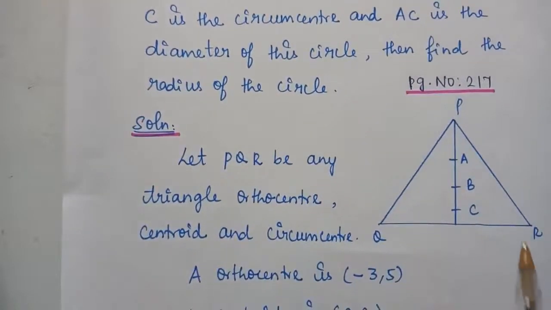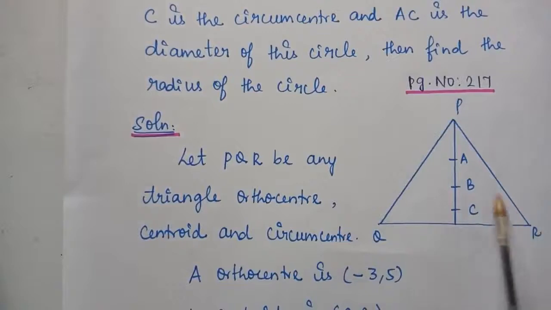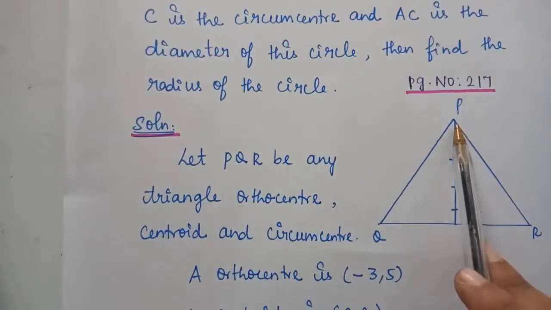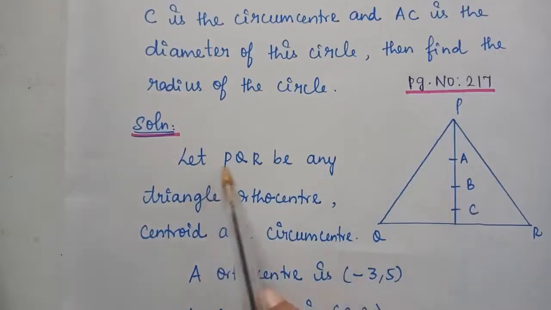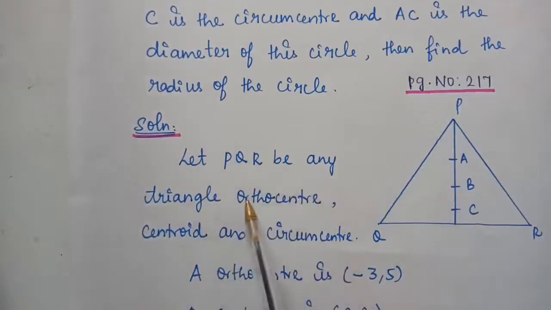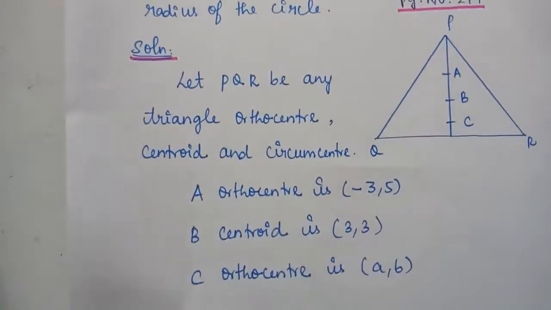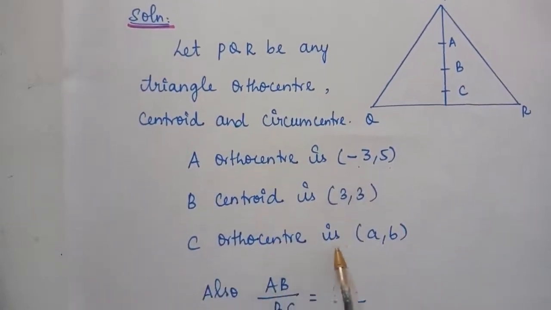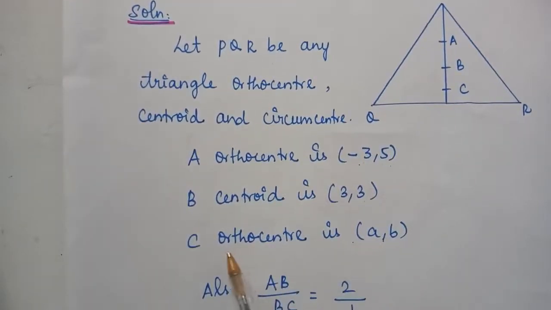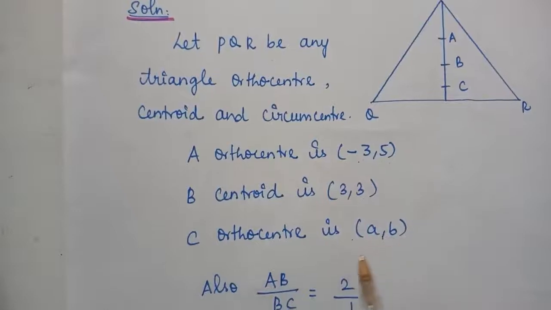Let us consider one triangle and mark the points as P, Q, R, and from the vertex P draw one line to the midpoint of QR and mark those points A, B and C. Let these be the orthocenter, centroid and circumcenter of the triangle. A, the orthocenter, is (-3, 5). B, the centroid, is (3, 3), and C, the circumcenter, is not given, so we consider it as (a, b).